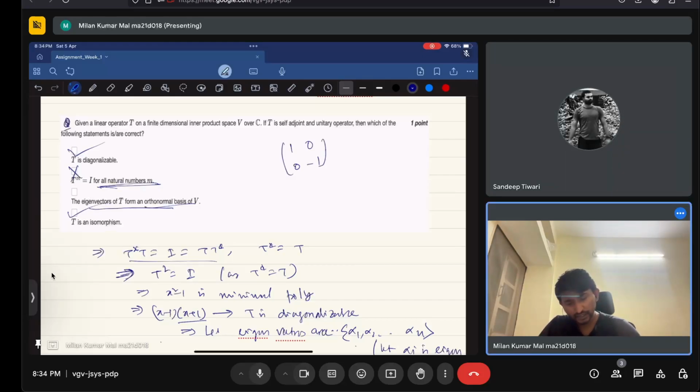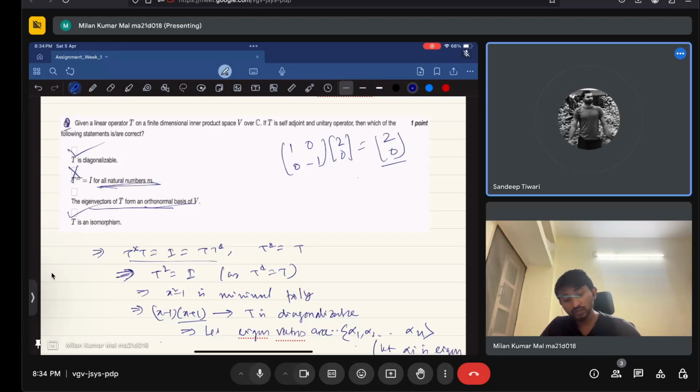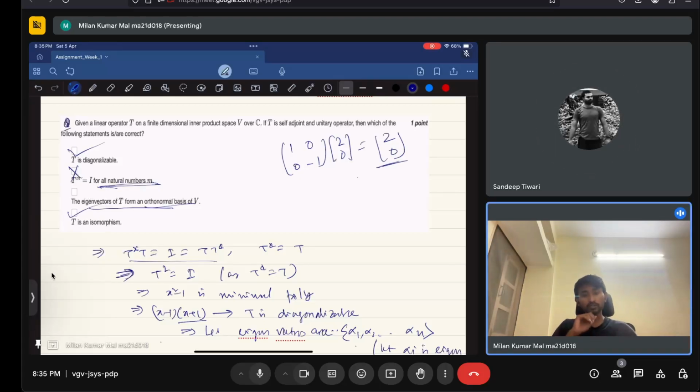Over the complex field, T is self adjoint. The adjoint of this is again this, because it is a diagonal matrix. And if you multiply with this, you will have 1 0, 0 1, so this is unitary as well. It has 1 and minus 1 as eigenvalues, that is clear. So let's multiply by 2 0: the first will be 2 and the second will be 0, right? But 2 0 is not an element of an orthonormal basis because it is neither orthogonal nor normalized.